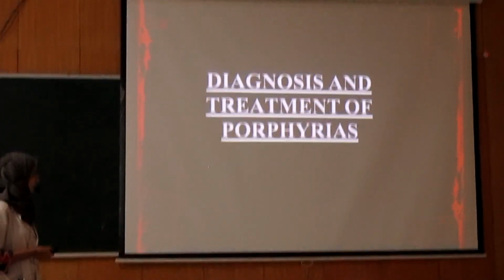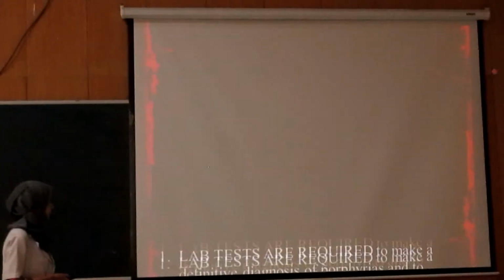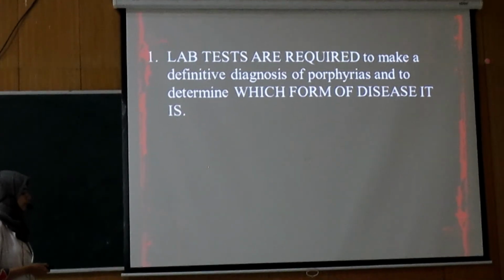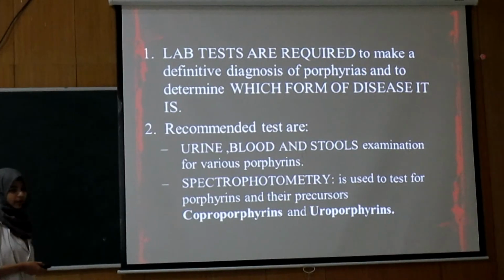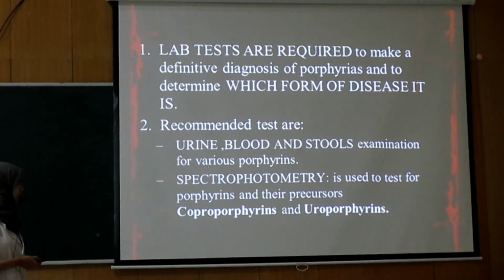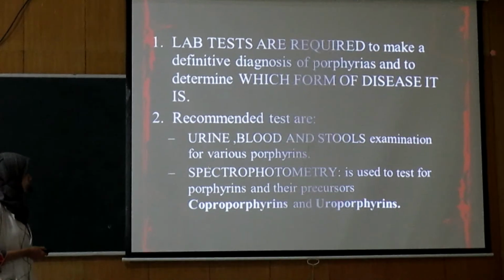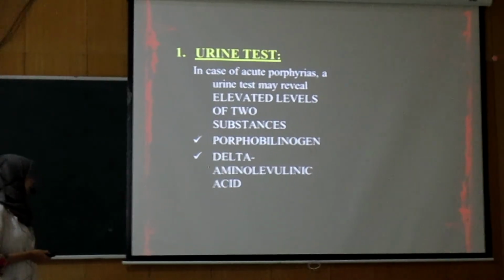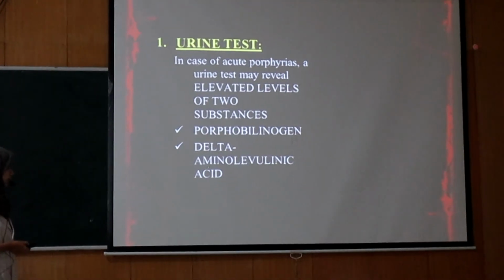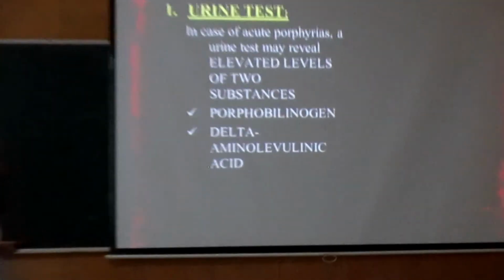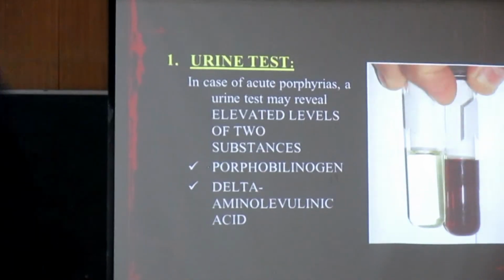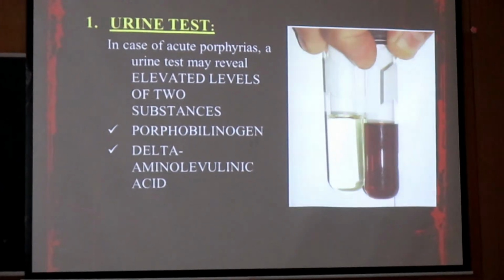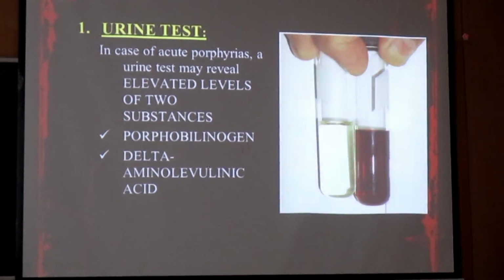Next, coming to the diagnosis and treatment of porphyria. For the diagnosis of the different types of porphyria, lab tests are required to know which type it is. The recommended tests are urine tests, blood examination, and spectrophotometry. First, coming to the urine test. It is done to check the elevated levels of porphobilinogen and delta-aminolevulinic acid, which are elevated in acute intermittent porphyria. There is also a change in urine color: in acute intermittent porphyria and congenital erythropoietic porphyria, photooxidation turns the urine red.